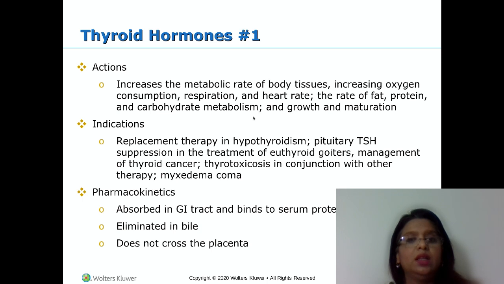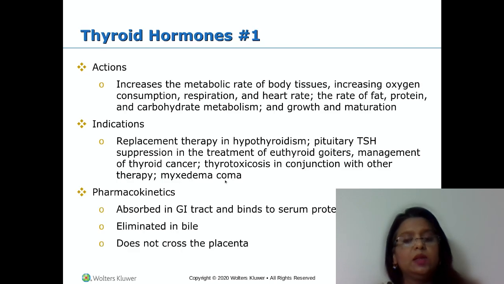What is the action? If you give them thyroid hormone, their function is to increase the metabolic rate of the tissues. What will increase? It will increase oxygen consumption, respiration, heart rate, rate of fat, protein and carbohydrate metabolism, growth, and maturation. Indications: why do we give it? We give it as a replacement therapy for hypothyroidism, pituitary TSH suppression in the treatment of euthyroid goiters, management of thyroid cancer, and thyrotoxicosis in conjunction with other therapy, also myxedema coma.